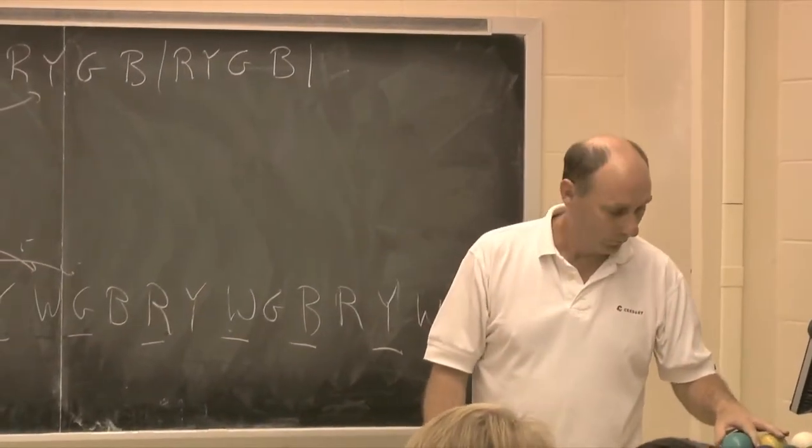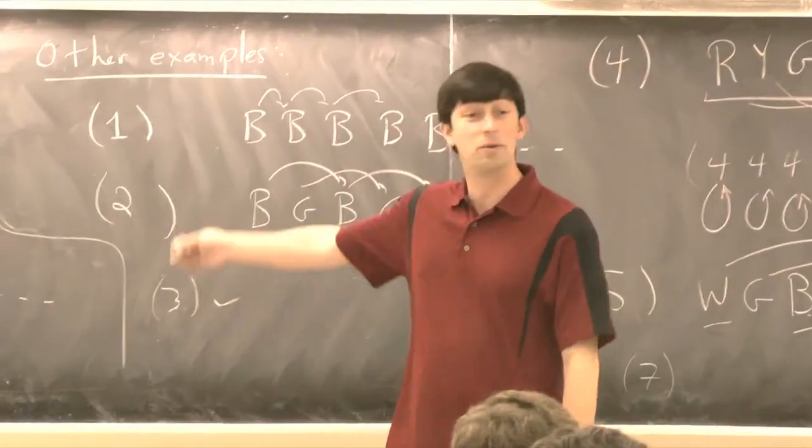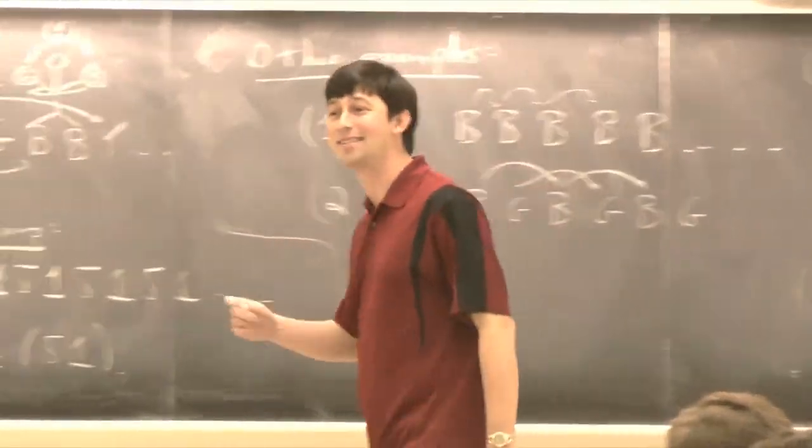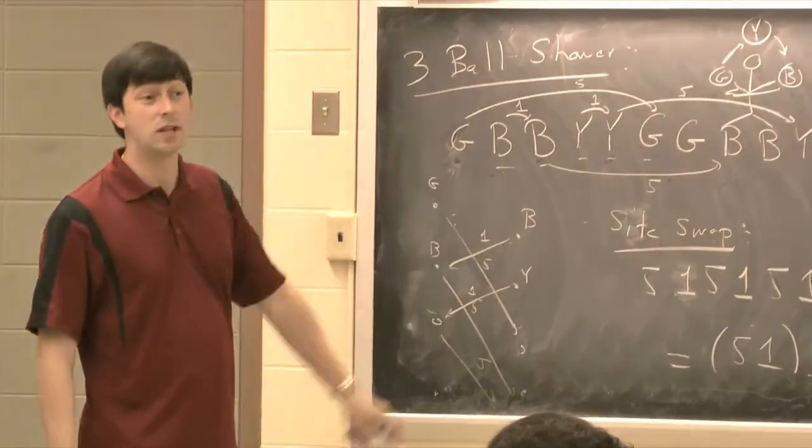So that's the 3-ball shower. This is supposed to be a mathematics of juggling talk. I mean, there are some numbers here. You could argue whether this is mathematics. But there are some really interesting questions one can ask once one has this notation.